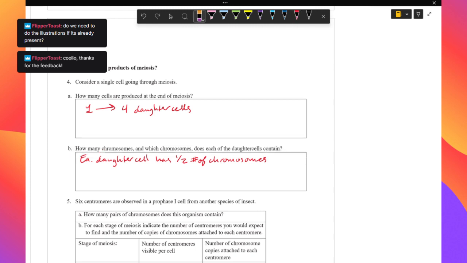So that's the first part of the question, how many? Which chromosomes? Each daughter cell contains one member of each pair of chromosomes found in the parent cell.